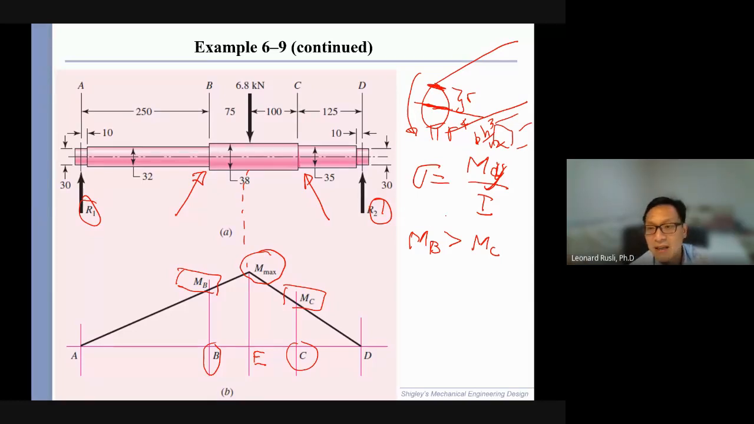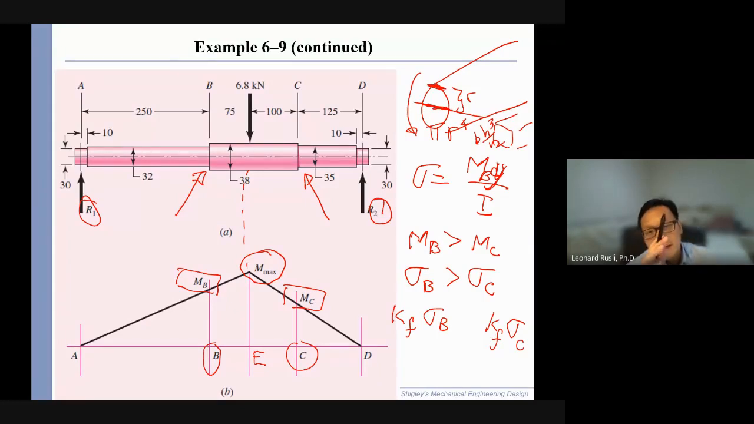So, because MB is larger than MC, I can qualitatively say that the stress at B is greater than the stress at C, correct? But I have to multiply it further with the stress concentration factor. Now, we have to evaluate not just the stress at B and the stress at C, but what about their stress after I multiply with the stress concentration factor?